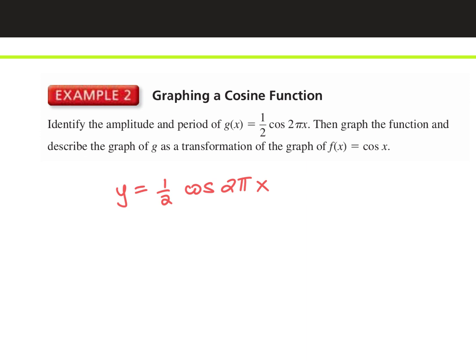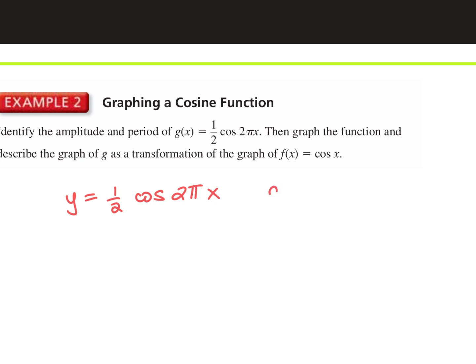Okay. So let's identify. What is A? What's my amplitude? What's the number in front of the function? 1/2. So tell me right now, what does that tell me? My graph goes up how much? 1/2, and down how much? Perfect. What is your B value? What is the number that's being multiplied right there? You can just use the 2.